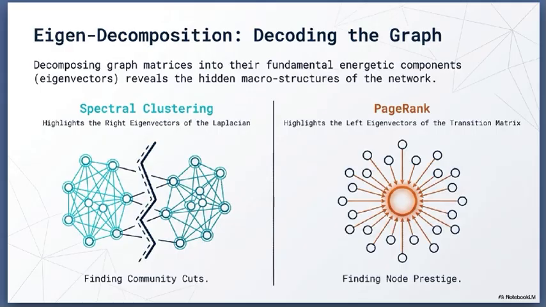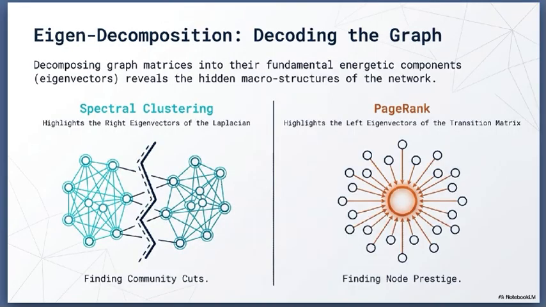Let's tie this to the real-world applications mentioned in the deck, because this is where the theory turns into massive industries. The sources highlight spectral clustering and PageRank. Two incredibly important algorithms. Spectral clustering relies on the right eigenvectors of the graph Laplacian, using them to find community cuts. It looks at the resonant frequencies of the matrix and identifies the natural fault lines in the network. It calculates exactly where a giant web naturally wants to break apart into distinct subgroups.